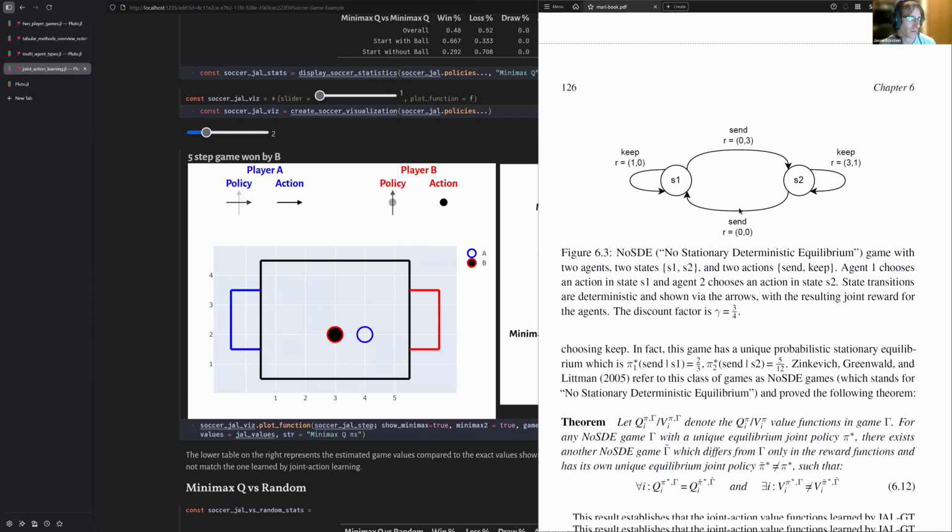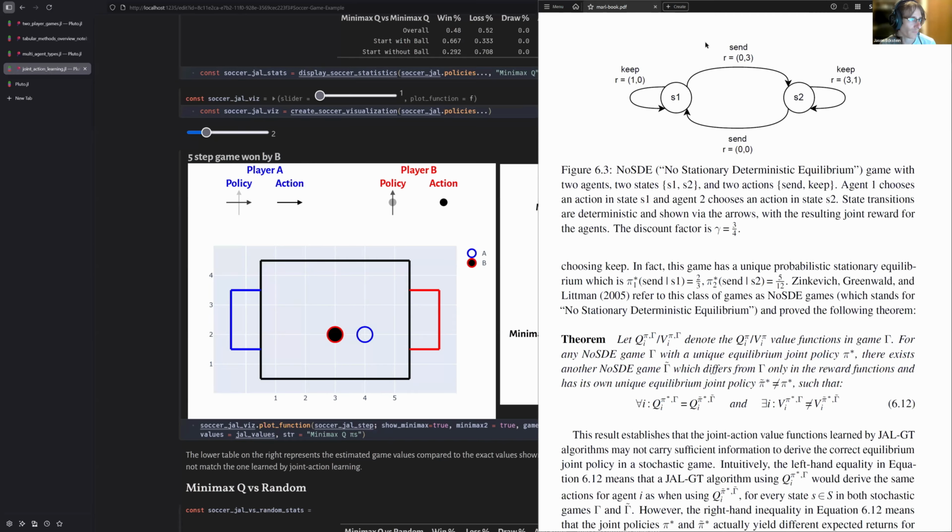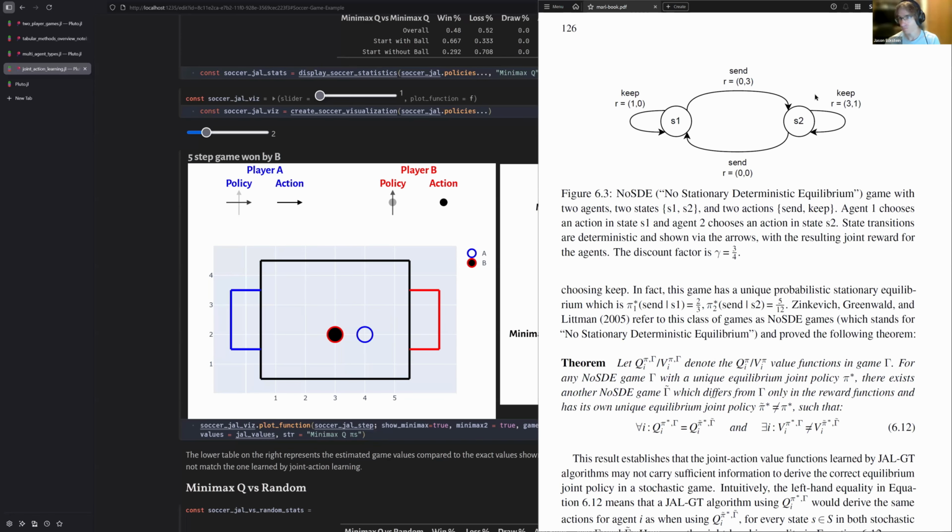And the game looks like this. So it has two states. And in the first state, agent 1 chooses actions. And in the second state, agent 2 chooses actions, right? Now they have the same actions available in corresponding states. They can either send or keep. So keep will keep the game in the current state and produce either this reward or this reward. And then the send action will send the game into the other state with this reward.